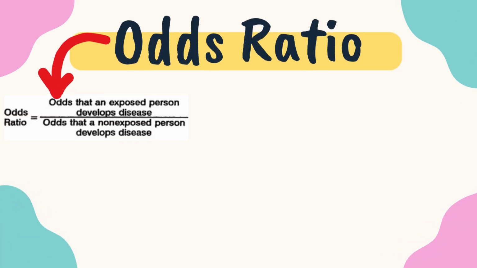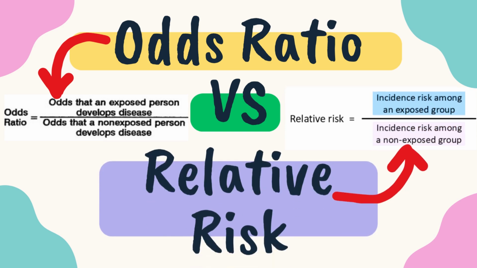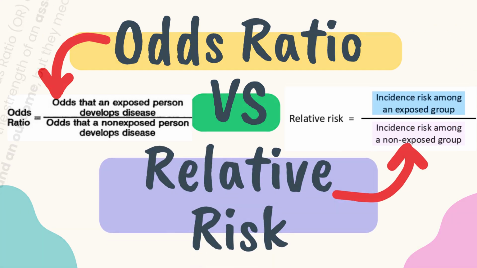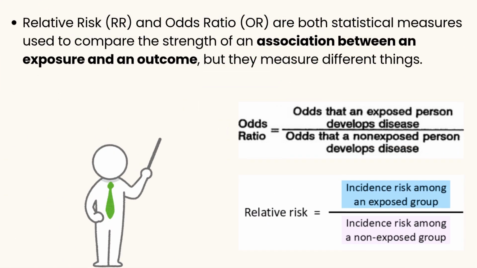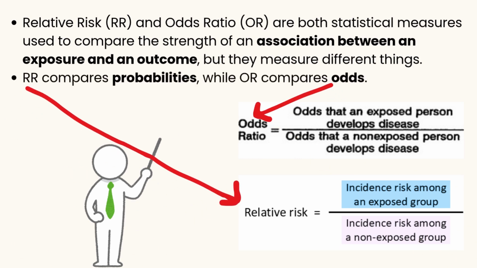Odds ratio versus relative risk. Relative risk and odds ratio are both statistical measures used to compare the strength of an association between an exposure and an outcome, but they measure different things. Relative risk compares probabilities, while odds ratio compares odds.